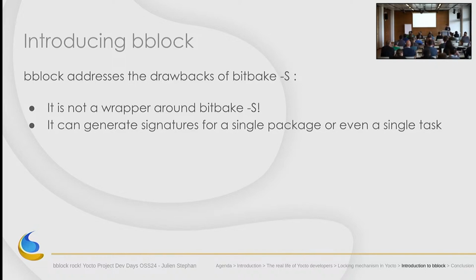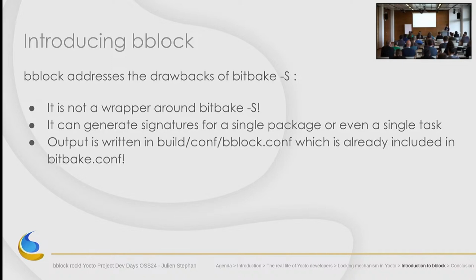And for the story, when I upstreamed bblock, it was not possible to extract only one signature from BitBake. So I added some new API, and to the Tinfoil API accordingly, to be able to retrieve only one signature from a single task. Output is written in the bblock.conf file, which is already included in bitbake.conf, so the user does not have to manually include the generated file inside their configuration. Everything will be transparent for the user.